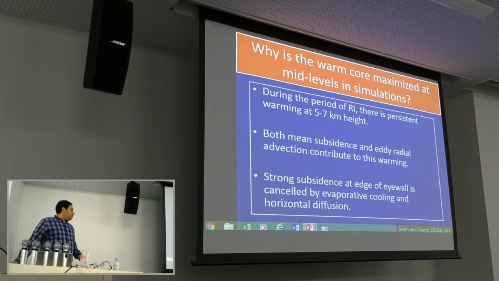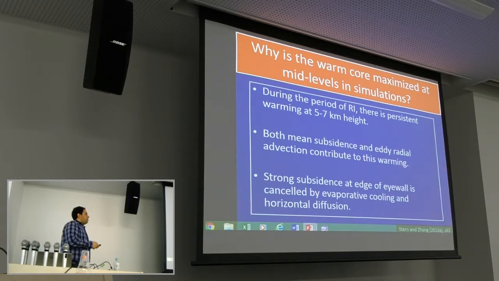And so why do we get the warming at 5 to 7 kilometers height, this tendency? In this simulation, both mean subsidence and eddy radial advection contribute to this warming. And like I said, I don't know how general this is, whether the eddy radial advection is typically important during the development stage or not. I think more studies would be useful to confirm that.